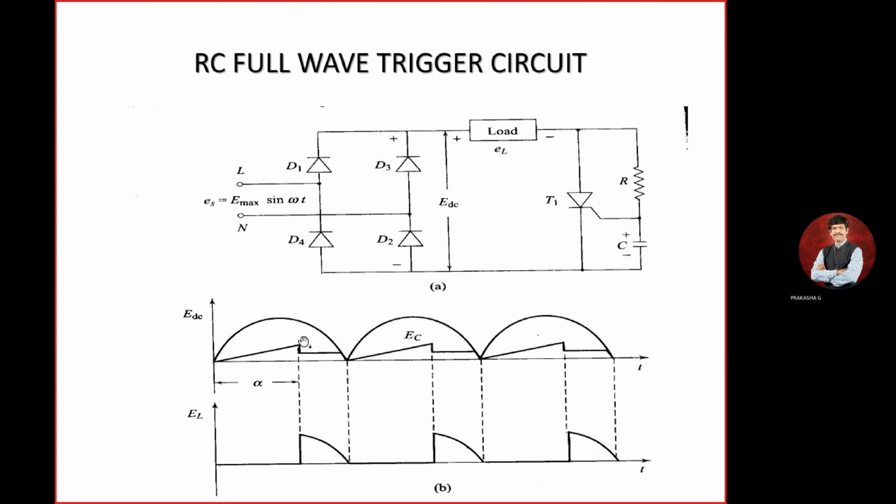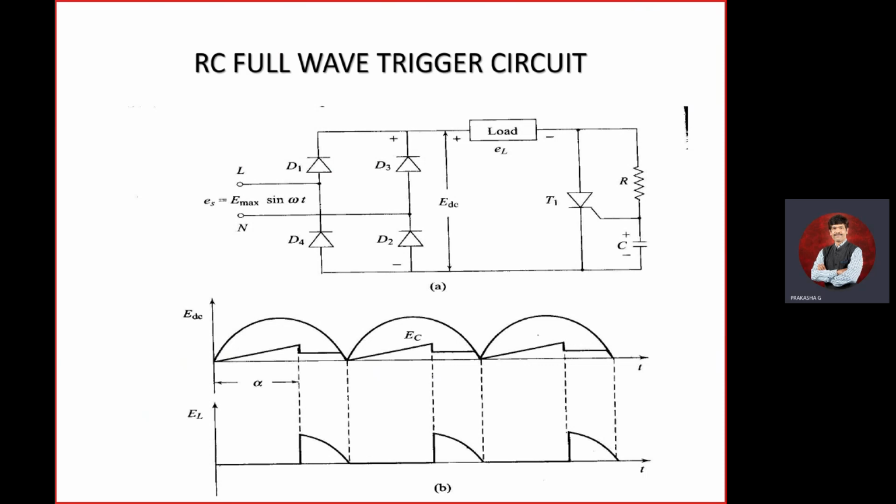This is also after 90 degrees only that you are going to get the triggering. See here, after 90 degrees you are going to get the trigger. Even though your input is there, since it is a full wave rectifier, in both the cycles you are getting the triggering pulse. In the previous case, only one half cycle gave the triggering. In this case, you are going to get both the cycles.